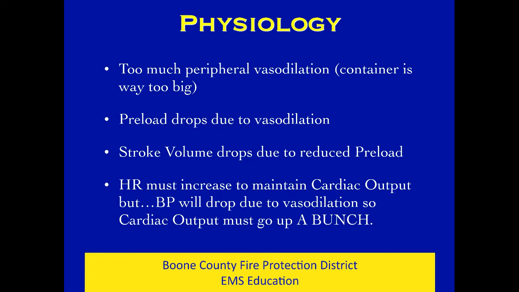Preload drops, stroke volume drops, heart rate tries to come up, but you know it can only go up a certain amount. There's a point at which your heart's beating too fast to really fill efficiently, and so maybe between 100 and 120, you're getting some increased cardiac output as the heart rate increases. But when you get up in the 130s and 140s, you can go faster and faster, and you don't get much more cardiac output. So your BP is going to drop due to the vasodilation, and that cardiac output's got to go up a whole bunch in order to maintain.